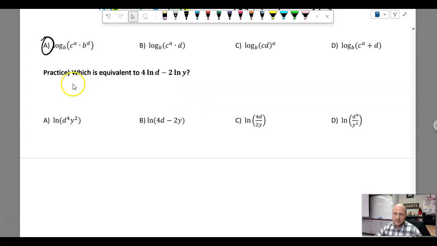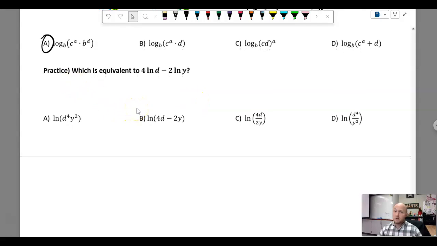Okay, and then here, I feel like you should be able to walk out of the door with this one. If you can't do this one, you need to go back and watch the last video and this one. Which of the following is equivalent? Pause me. Here's the solution. Let's go ahead and use our power property. Natural log of d to the power of 4 minus natural log of y to the power of 2.